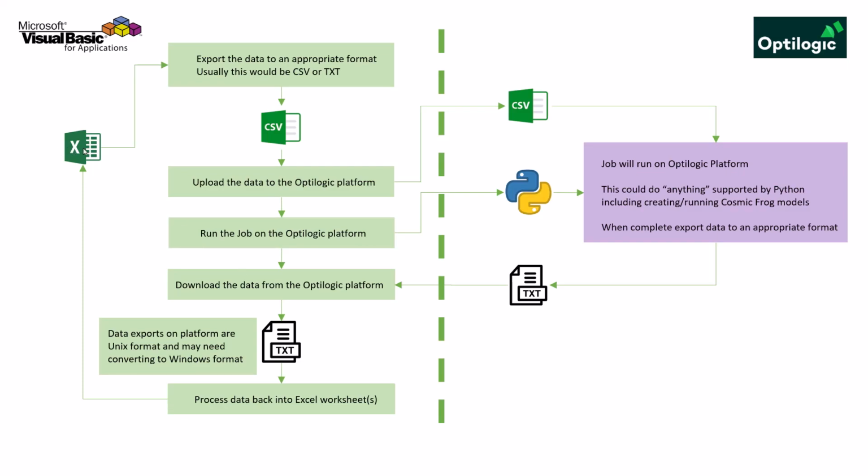So to summarize, we'll be exporting the data to an appropriate format, uploading that data to the Optilogic platform, and then being able to call from the Excel app to execute the job, to run the logic, to run the model, to be able to export the data and then download that locally, convert it where necessary, and then be able to update the Excel app.